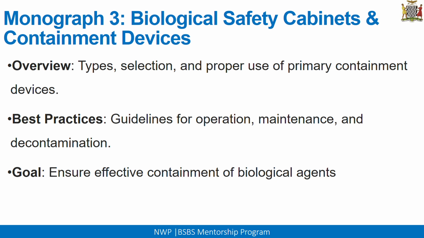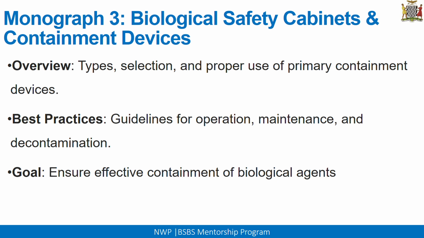So let's look at the third monograph. The third monograph we're going to look at is the biological safety cabinets and containment devices monograph. Mostly this one looks at your biological safety cabinets, as well as other containment devices that you may have or may be available in your laboratory. It gives an overview of the types of biocontainment facilities or containment devices, or different containment levels.